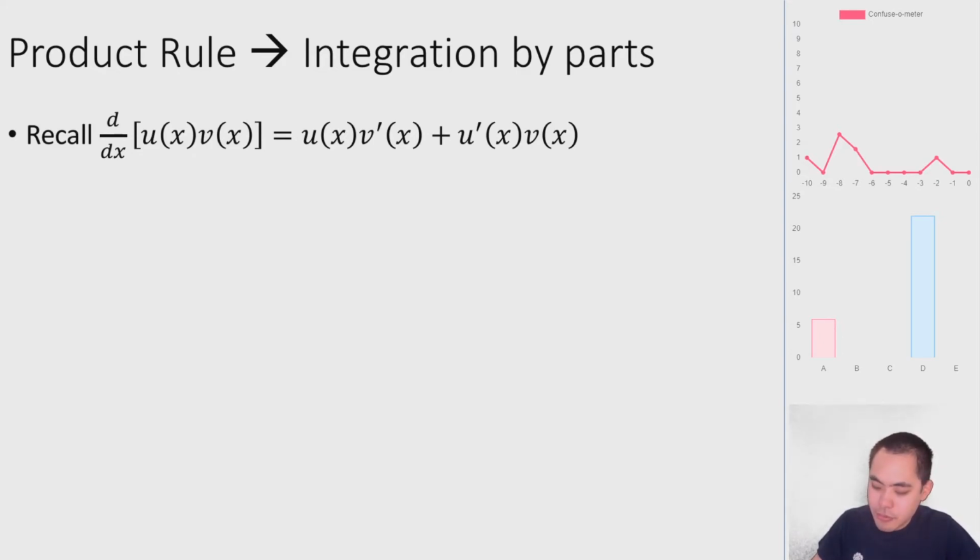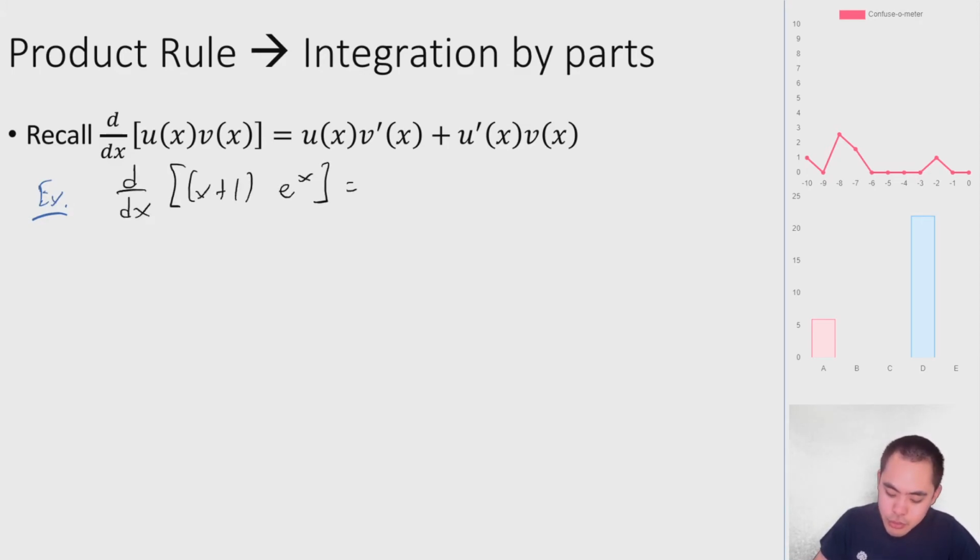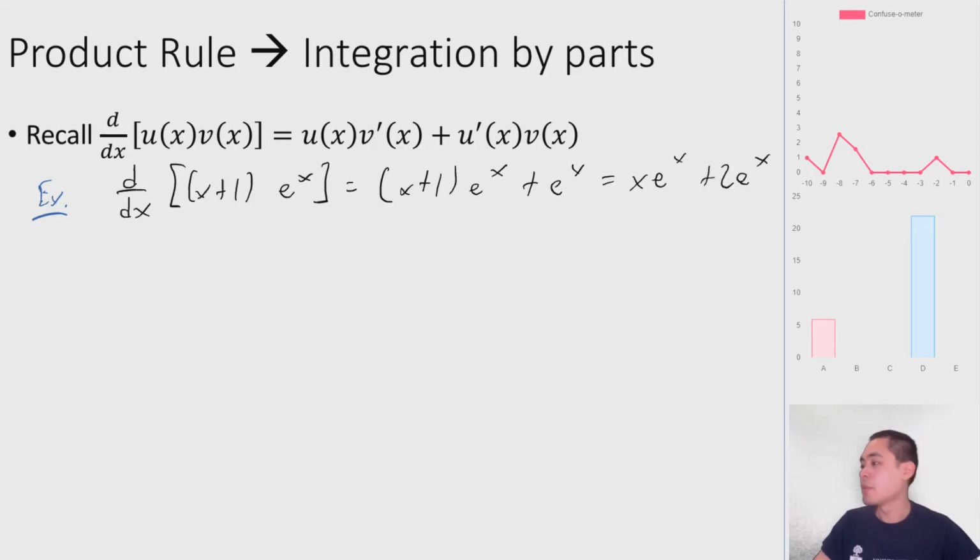So let's go ahead and give a simple example. And this example will be d over dx of (x plus 1) e to the x, which is equal to (x plus 1) e to the x plus e to the x. That's equal to x e to the x plus 2 e to the x. Okay, so that's the derivative rule.